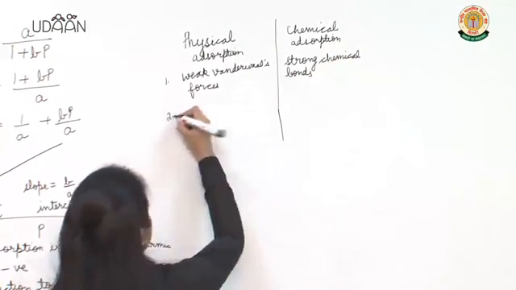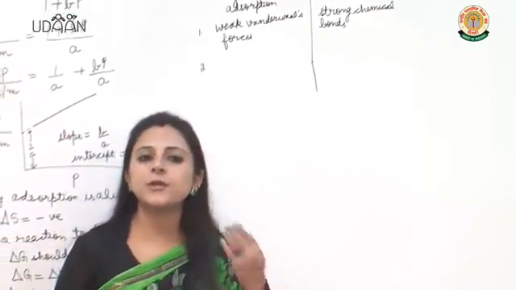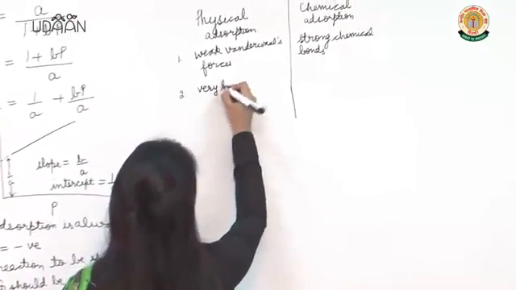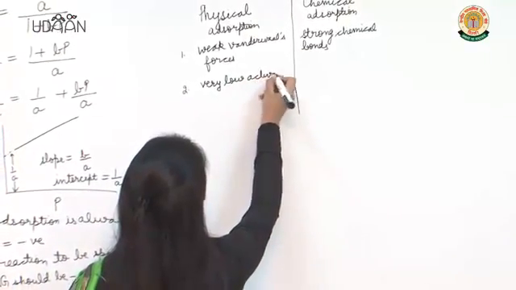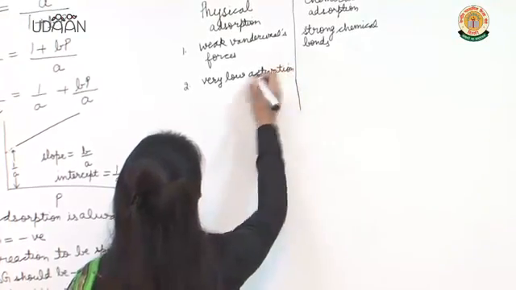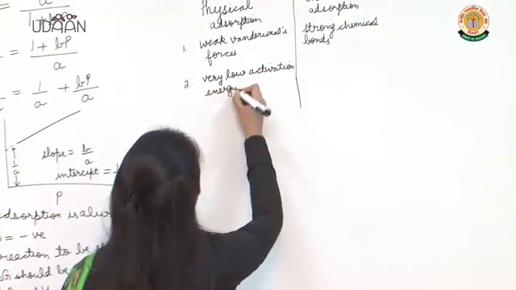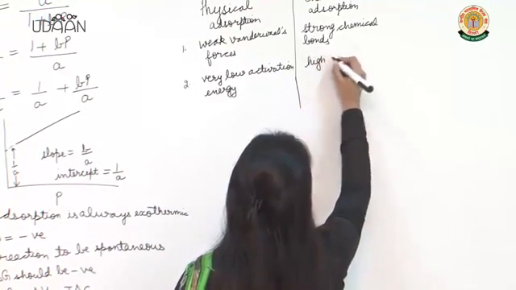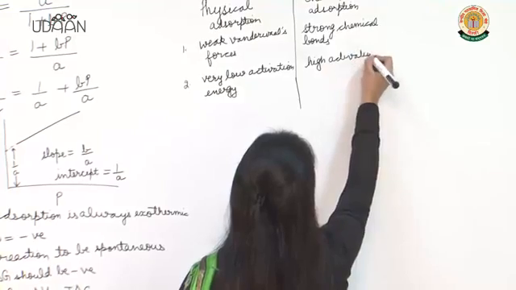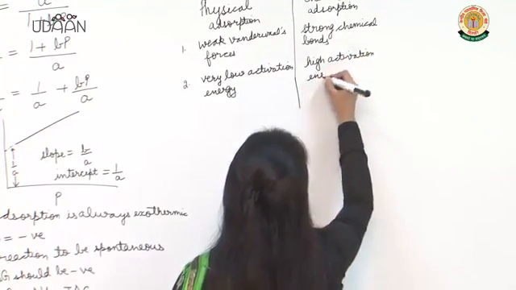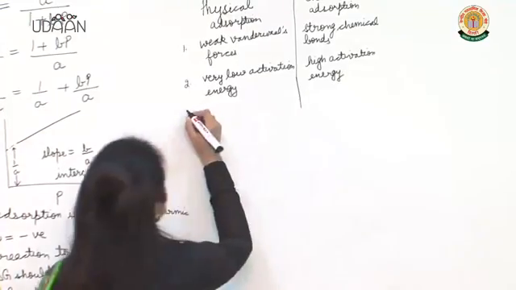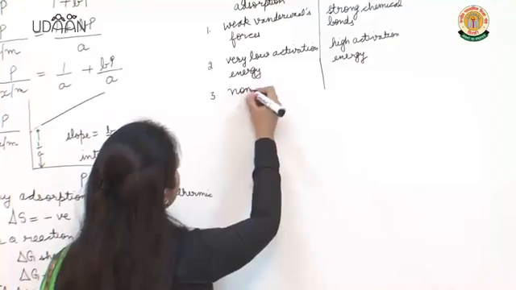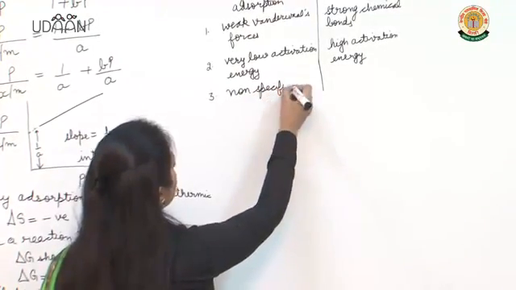Because in physical adsorption the gases have to be adsorbed on the surface, the activation energy is very low. So we say very low activation energy, or we can say no activation is required. But here, because a chemical reaction has to take place between the adsorbate and adsorbent, we will say high activation energy. Now we will say that physical adsorption is non-specific. What does non-specific mean?